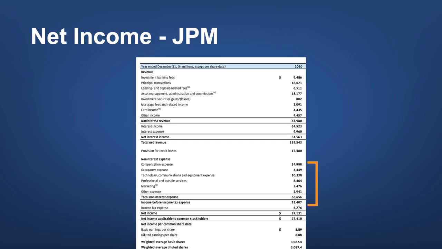Our last block of items gives us the non-interest expense. This includes salaries and bonuses, definitely the biggest item, rent, technology, as well as marketing and other smaller items. The bank also has to pay taxes. The net income of the bank takes the net interest income plus the non-interest income and subtracts these non-interest expense items. This is the bottom line of the bank. In 2020, it was a healthy $30 billion.